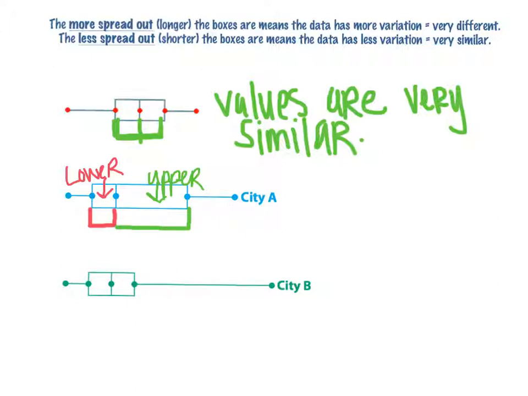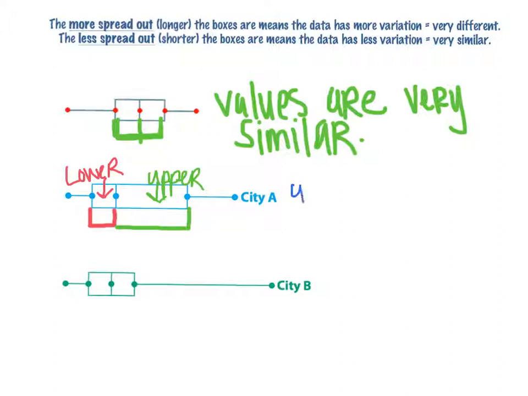So if I had to compare these two boxes, the lower quartile and the upper quartile, you can tell that the upper one is much longer. When we look back up at the sentence above, it says longer. If the boxes are longer, it means the data has more variation, or the numbers are very different from each other. So the pieces of data that fall into this upper quartile box have more variation. They are more spread out.